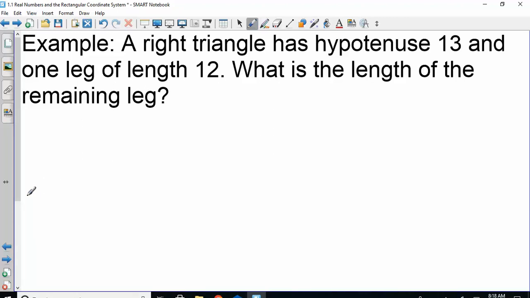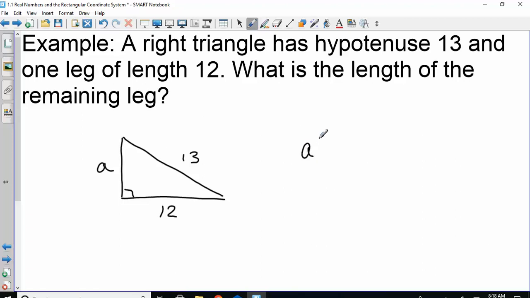Alright, so let's look at this problem. A right triangle has a hypotenuse of 13. What's the hypotenuse in a right triangle? The longest side. It's across from the right angle. And one leg has length 12. What is the length of the remaining one? It doesn't matter which of these you call A and B. This is the Pythagorean theorem: A squared plus B squared equals C squared. The only thing that matters is that C has to be the hypotenuse. Otherwise it won't work out.